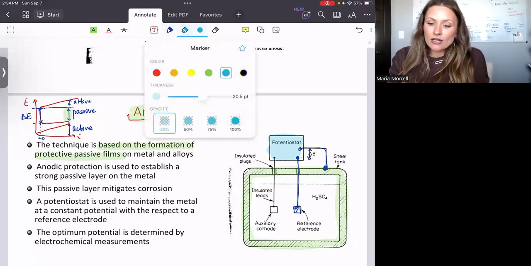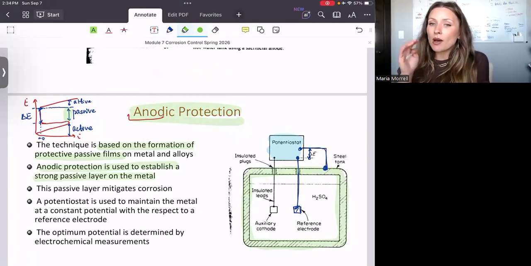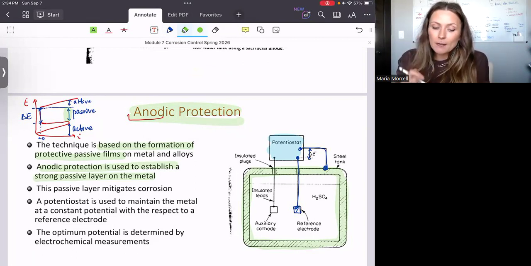So to summarize what I just said, anodic protection is used to establish a strong passive layer on the metal. So going back to my polarization curve where I was explaining, it's all about establishing this passive layer. But you have to keep in mind that you can't establish a passive layer on any metal. That doesn't work like that. The tank has to be made out of a metal, like steel for example, that does establish active-passive behavior. Now, this passive layer is going to mitigate the corrosion.